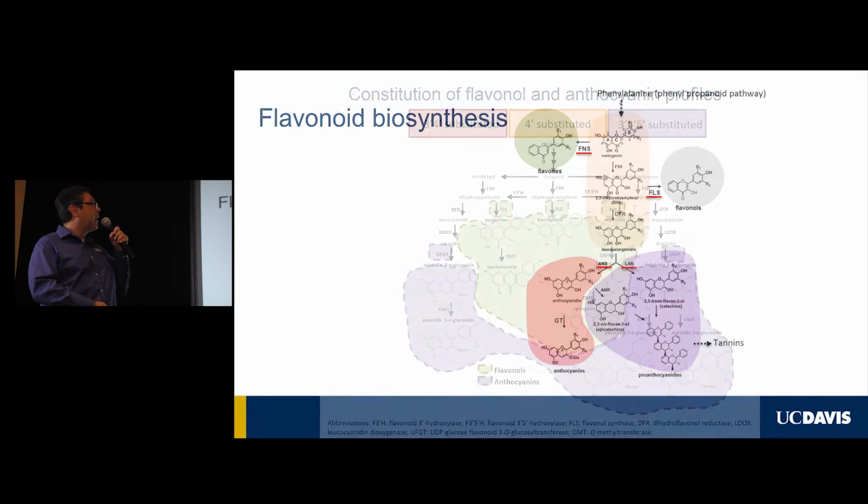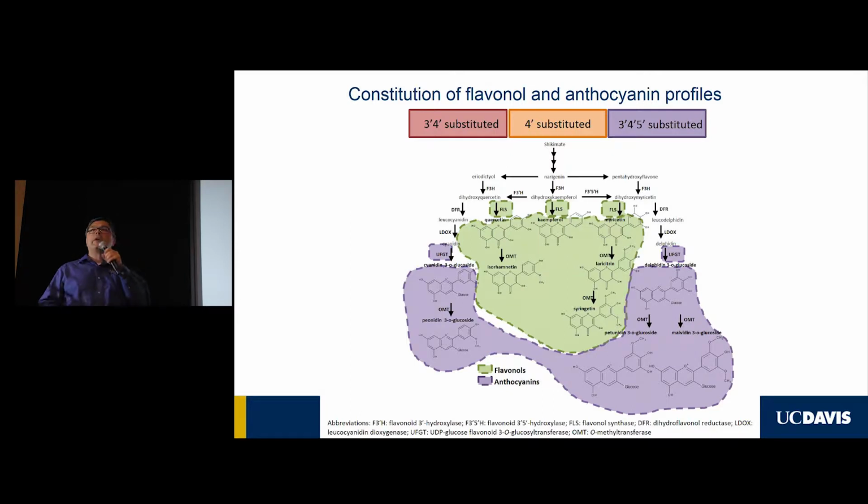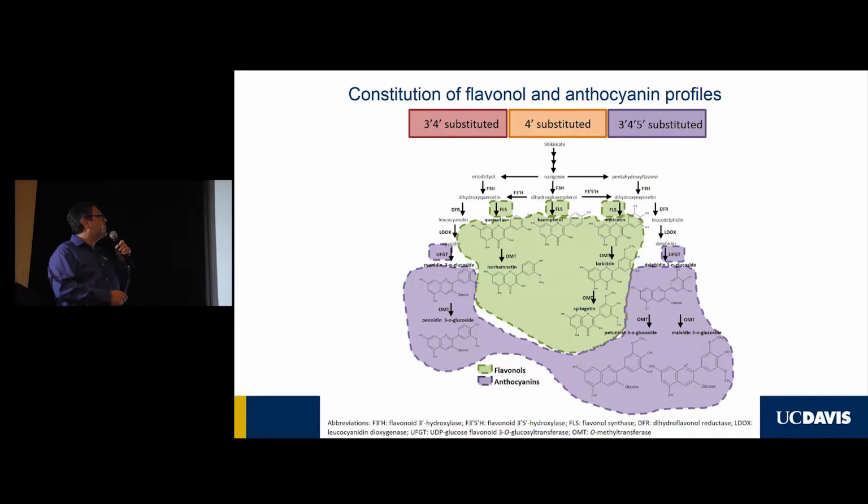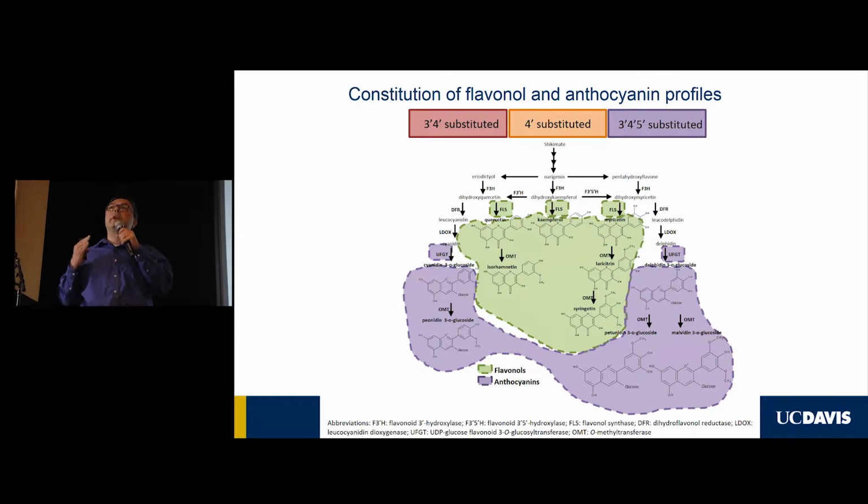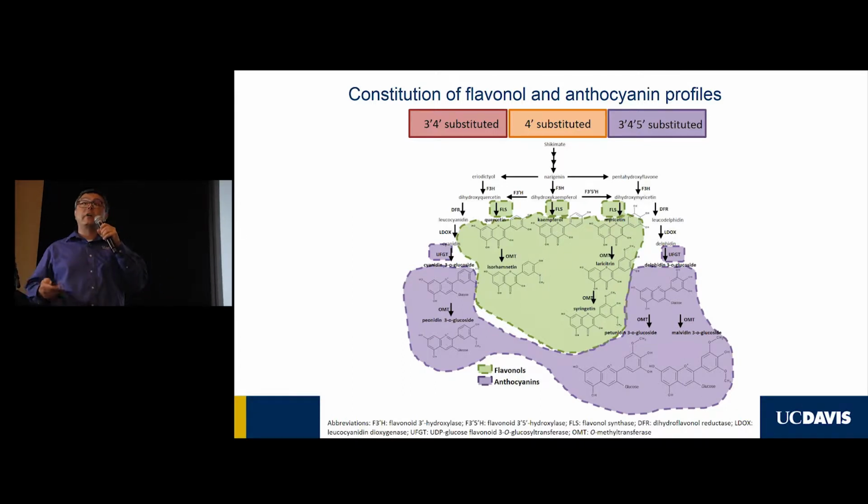If we look at it more carefully, for the compounds as grape growers or buyers that we might be after, you have some constitution of the flavonol and anthocyanin profiles that we need to take care of as far as our basic knowledge is concerned. These compounds can be monosubstituted, disubstituted, or trisubstituted.